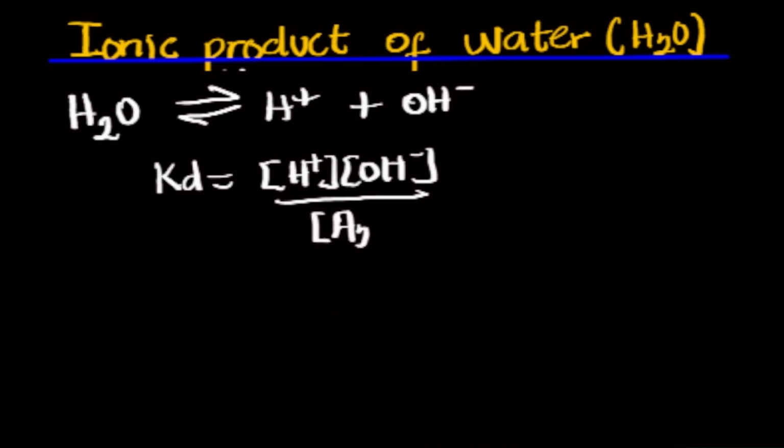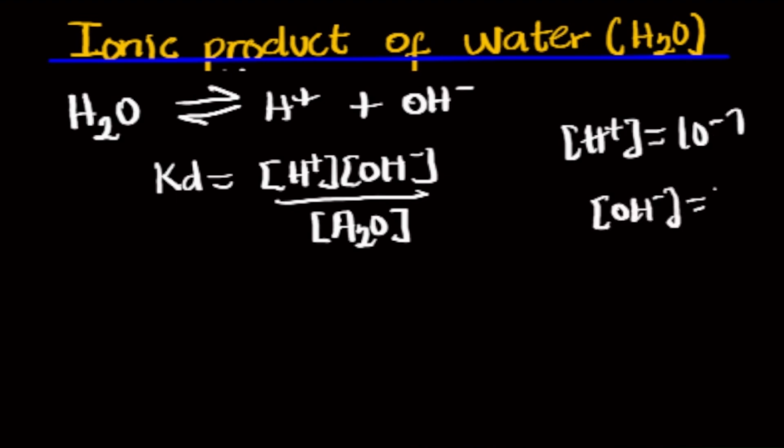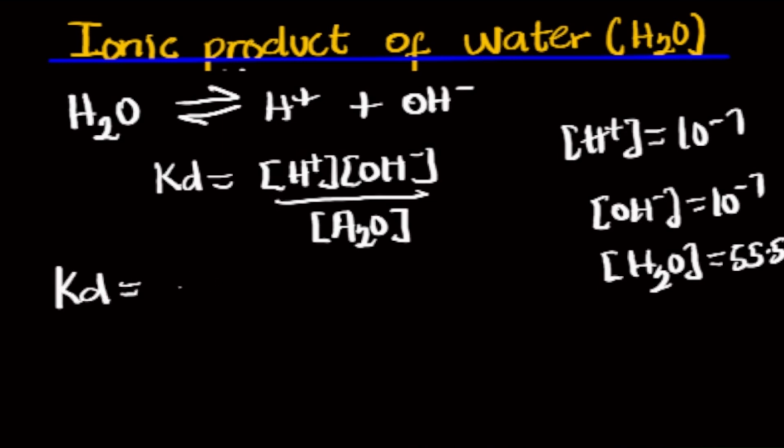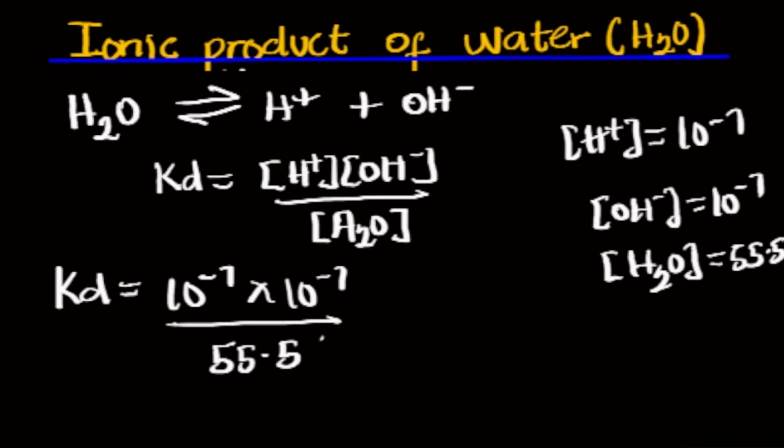So we all know that the concentration of hydrogen ion is 10 raised to the power minus 7. The concentration of hydroxide ion is also 10 raised to the power minus 7. And we know that the concentration of water is 55.56 mol per dm cubed. It is constant. Now putting it into this formula, Kd is equal to 10 raised to the power minus 7 multiplied by 10 raised to the power minus 7, divided by 55.56.